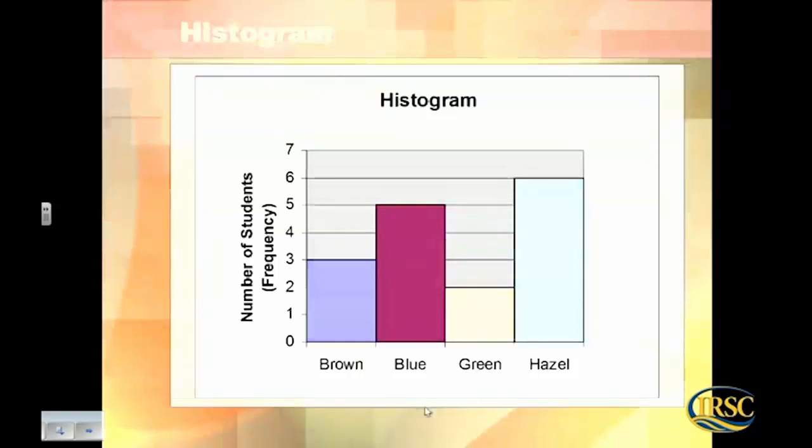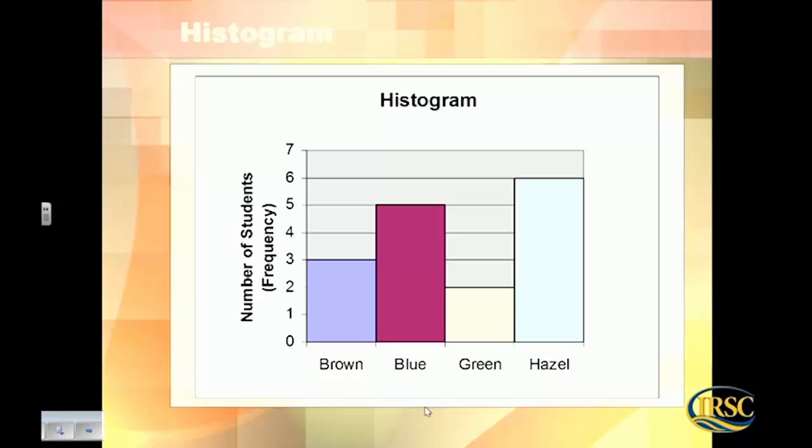All right, so here is a histogram from a previous class that I did a long time ago. We had eye colors of brown, blue, green, and hazel. The heights show the frequency of each of these categories. Again, just like a bar graph, except all of the bars are squeezed together so that they're touching.